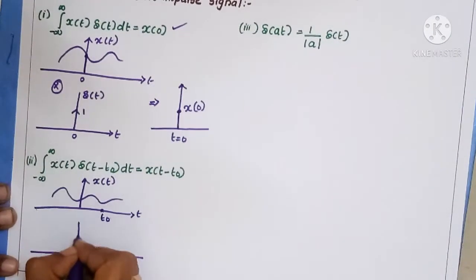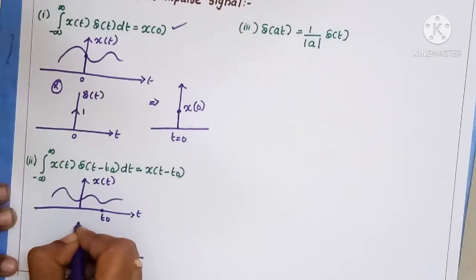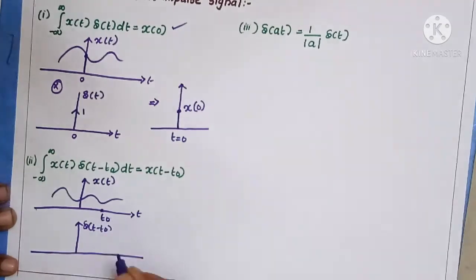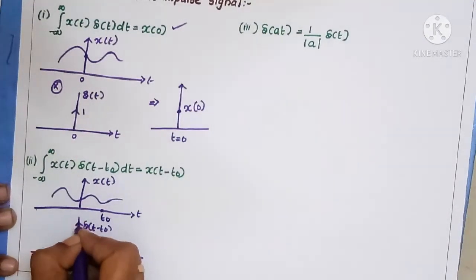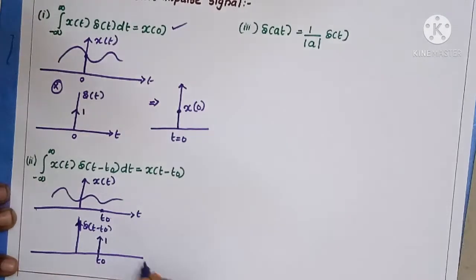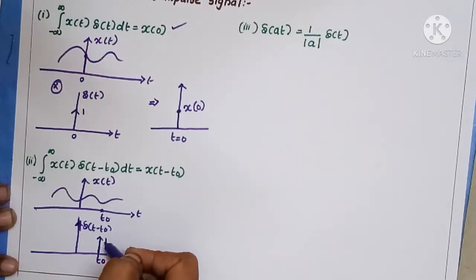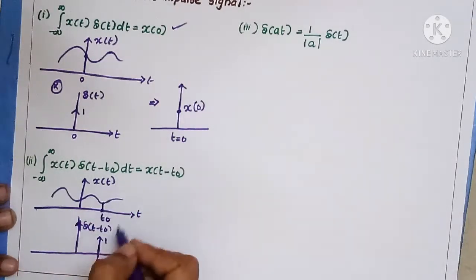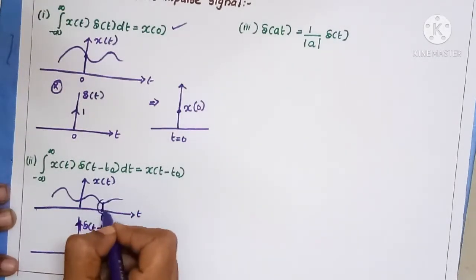Also consider our impulse signal, that is the time shifted impulse signal. This is our del of t minus t0. So this axis. This is our impulse signal with unit area at the point t0. So when you multiply this time shifted impulse signal with the arbitrary signal, you will get the signal value at this point, that is at the point t0. So 1 is multiplied with this amplitude, and you will get this signal value.